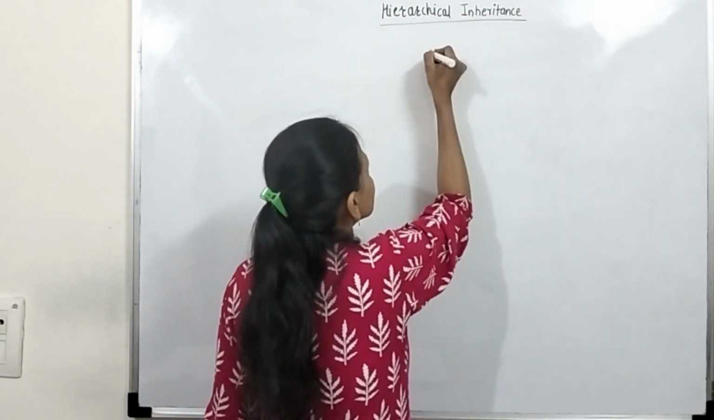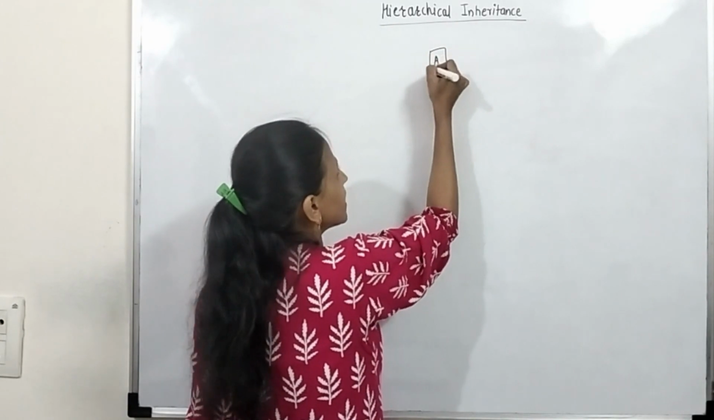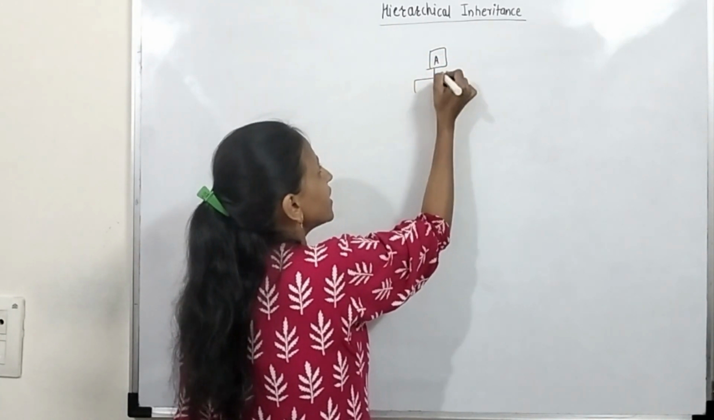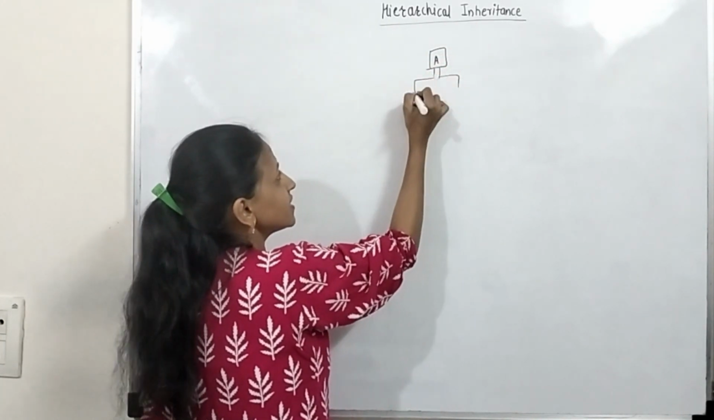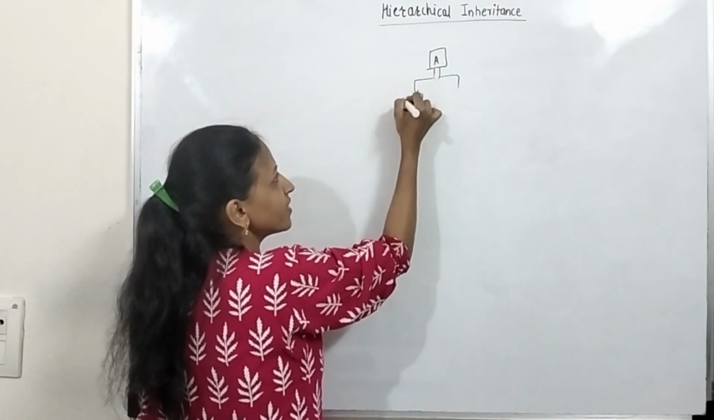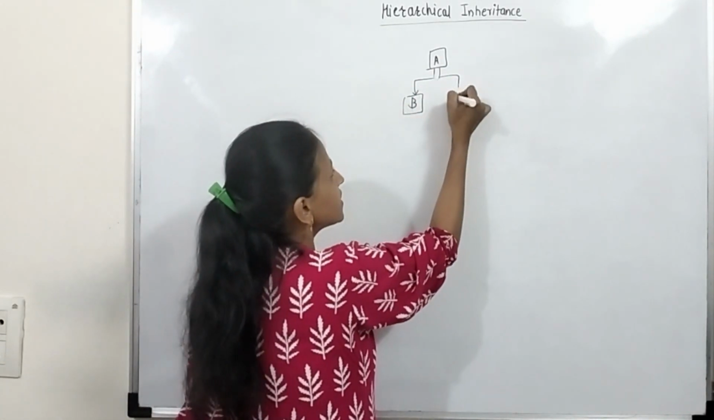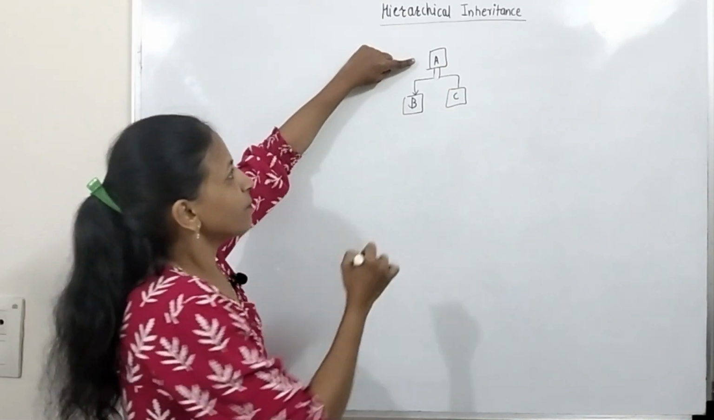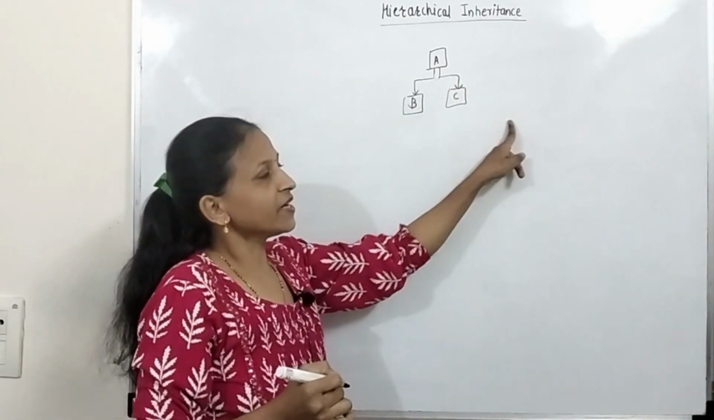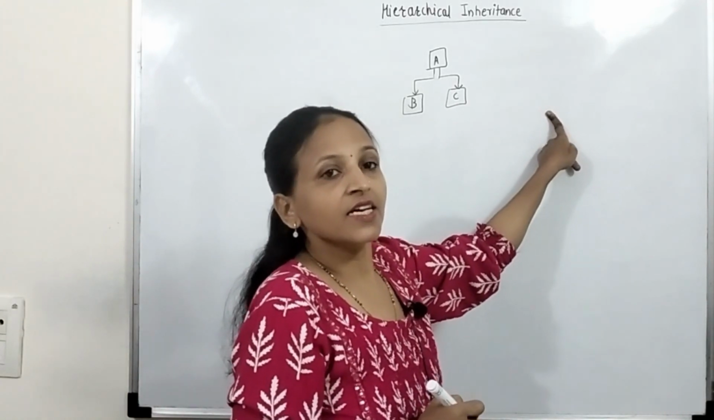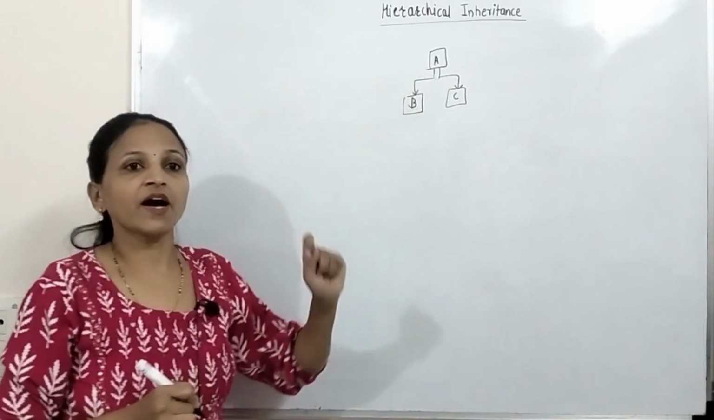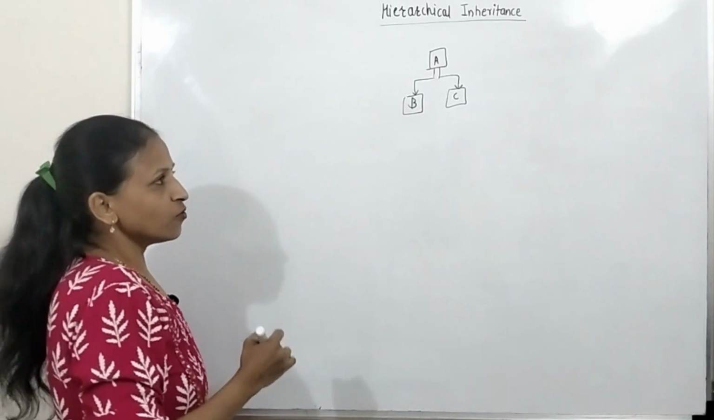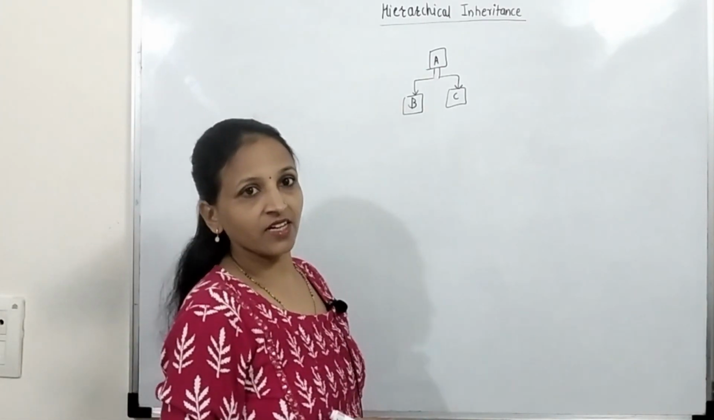See, if there is only a single base class, let it be A, and from that we are creating multiple derived classes. Let B be one derived class of A and C be another derived class of A. It means there is only one base and multiple derived classes, and that is the concept of hierarchical inheritance. Now where can we use this hierarchical inheritance?